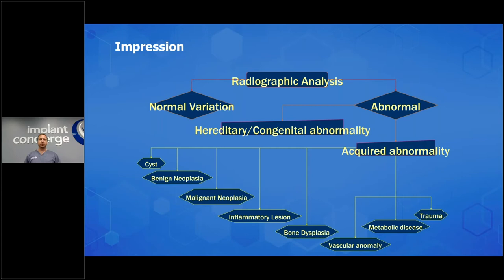So again, with the description, this is where you're going to start thinking: is this a normal variation of anatomy, or is it abnormal? Then going from there, is it a cyst? Is it a benign neoplasm, a malignancy, or inflammatory, which is of course the most common? This is a really good workflow to get you thinking of where the diagnosis might be.